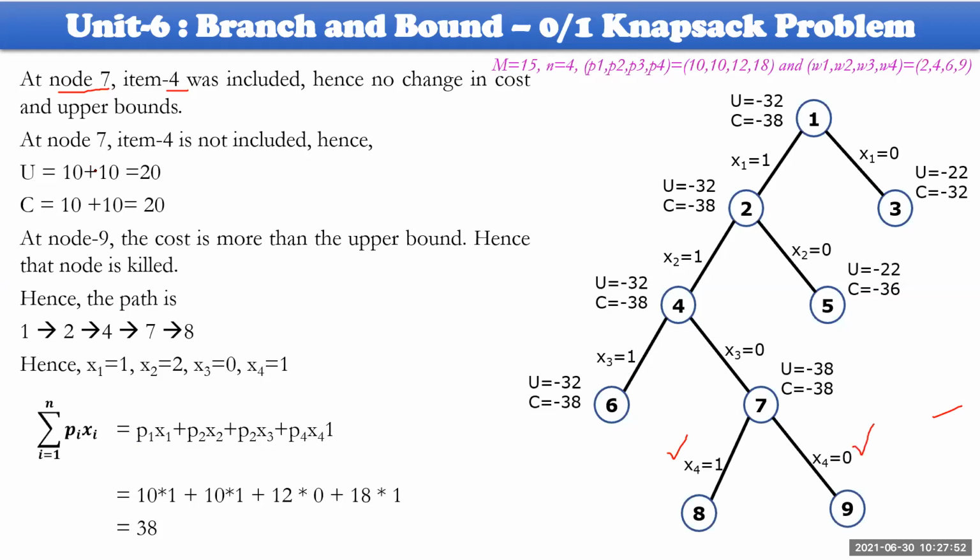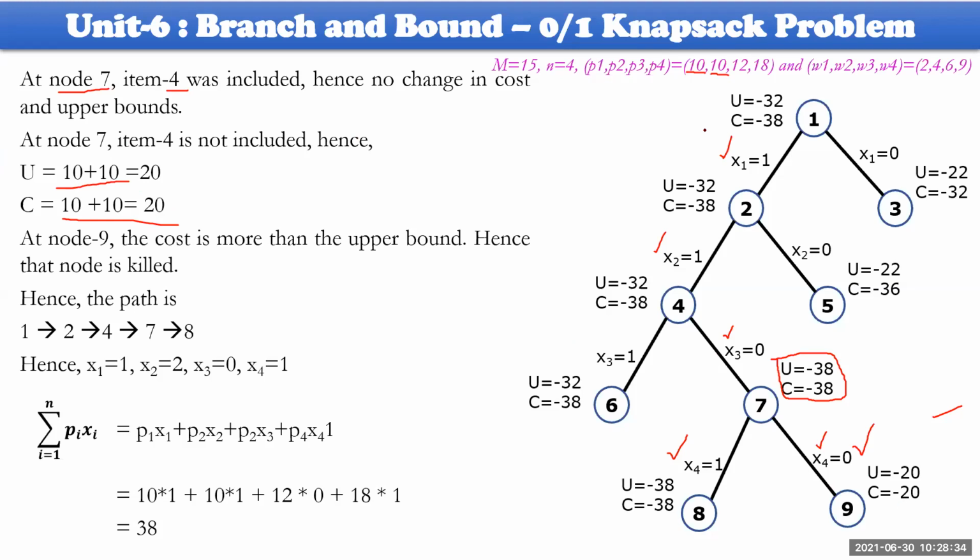Then if it is included, what is the cost here? There is no change in the cost of node 7 and the upper bound of node 7 at node 8 also. But at node 9, X4 is not included. X1 is included, X2 is included, X3 not included, X4 also not included. So X2 and X1 are included. The profit of the first weight and the profit of the second weight is 10 plus 10, that is 20. Here also the same.